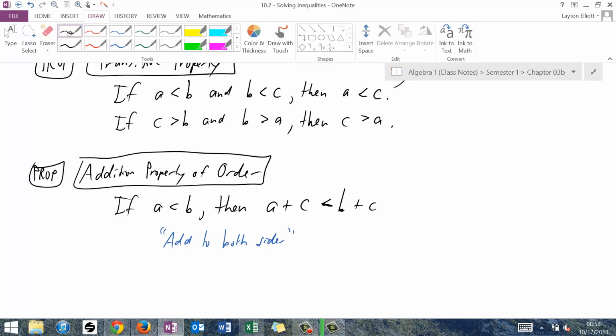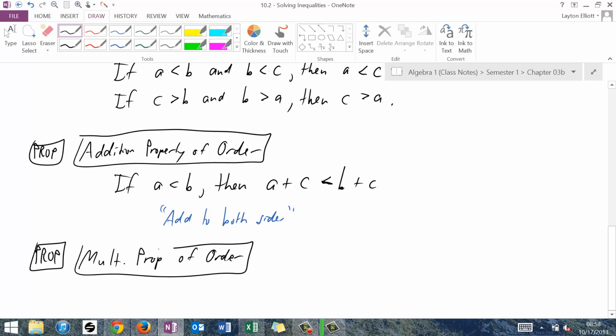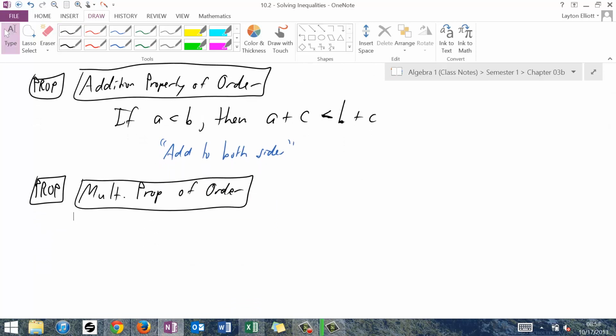You guys should actually remember that as the addition property of equality. So I'm going to nickname this. This is just the add to both sides rule. It says you can add to both sides. One more, and then we'll launch into some problems. This is the multiplication property of order. And what the multiplication property of order says is if A is less than B and C is positive, then AC is less than BC. This is the multiply to both sides.